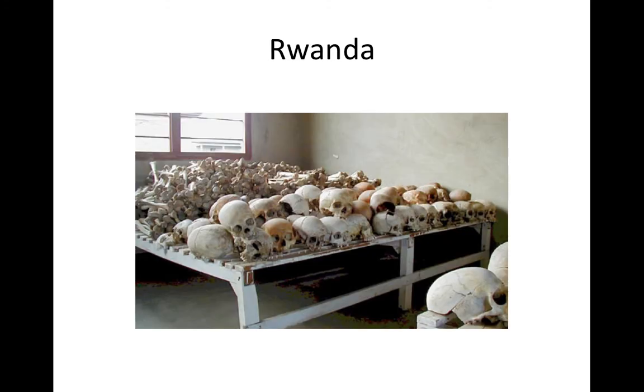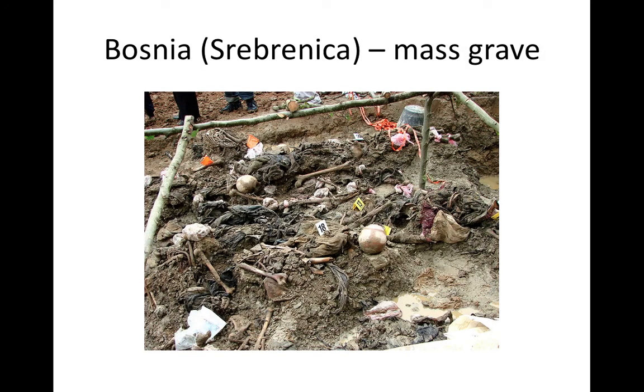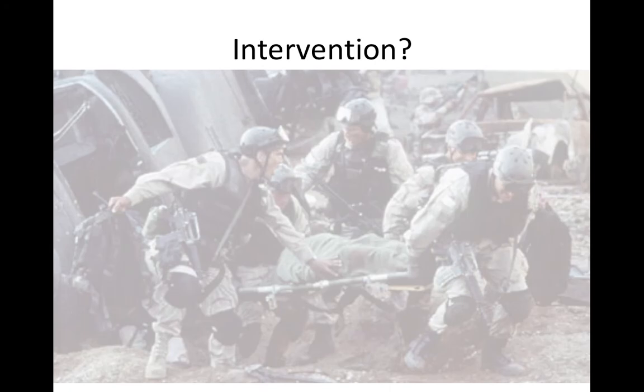So let me go through those three. You learned about Rwanda in Global 10, the massacre of several million people in the early 90s. And you may not have heard as much about Bosnia. This is a mass grave in Srebrenica, but it was also just a nasty, nasty conflict. So let me go through each of the three. The question in each of the three is, should America get involved?